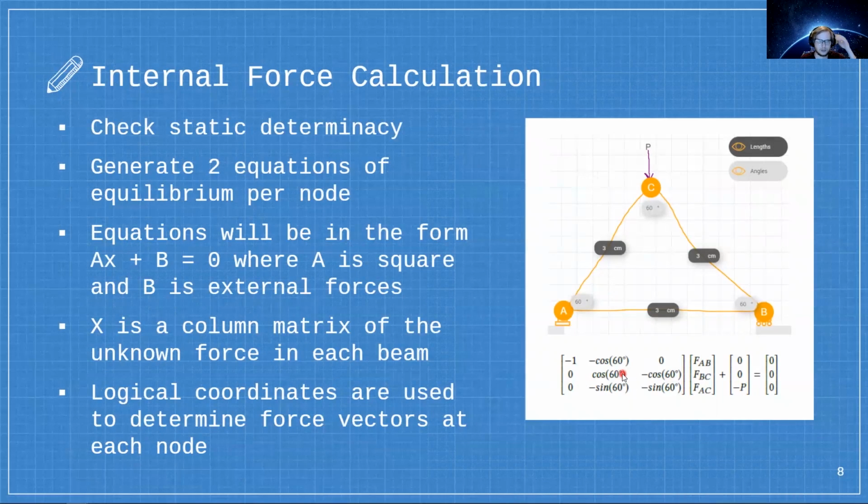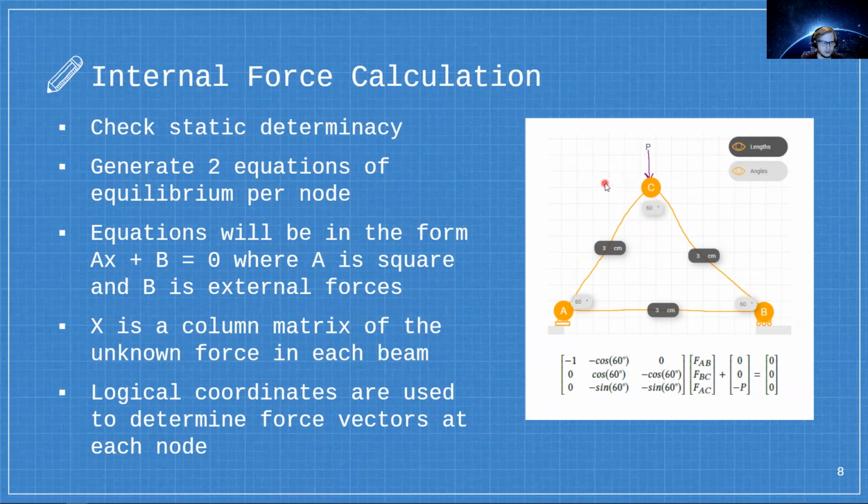So the next step is once the student submits their answer, we check the internal forces. First we check for static determinacy. This is an equation based on the number of nodes, beams, and external reaction forces in the truss. And then, if it's statically determinate, we generate two equations of equilibrium per node, one in the x direction and one in the y direction.